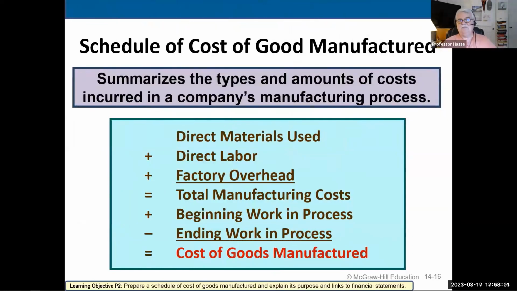All producing a schedule of cost of goods manufactured. What did it cost us to produce our product this year? Notice it's made up of materials, labor, and overhead. But also notice we include work in process. We started out the year with such and such in production. We added additional manufacturing costs during the year, and this is what we ended up still in production at the end of the year. That difference is our cost of goods manufactured.